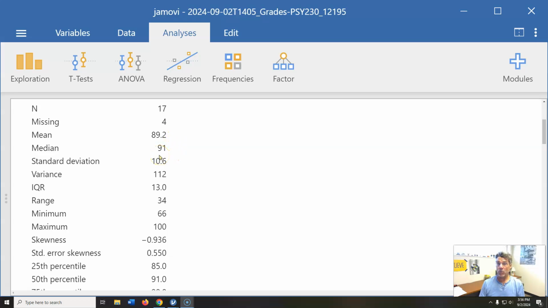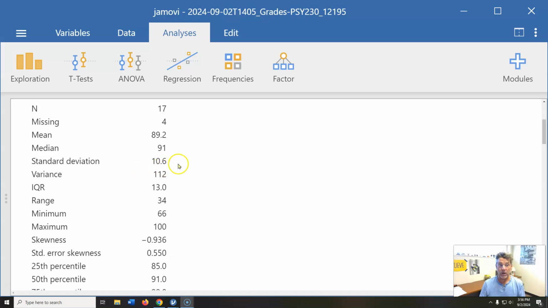So for those who had the full time, the average score was about a 90, 89.2. The median is 91, so half of you scored above 91, half of you scored below 91. 91 is going to be our better measure of center, and that's because the distribution is skewed, as it usually is for tests. It tends to be a negative skew for most tests because you can't get higher than 100%. That's part of the reason you get this skew.